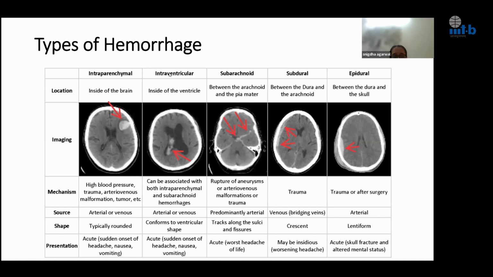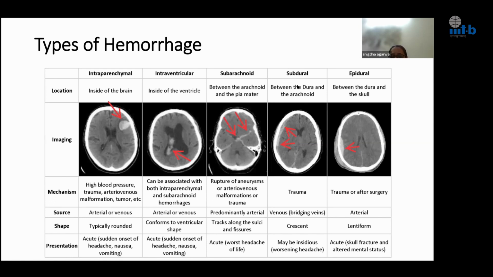The next one is the intraventricular hemorrhage. This hemorrhage happens inside the ventricles. This butterfly-like shape that you see here is the intraventricular hemorrhage. The subarachnoid hemorrhage happens between the arachnoid and the pia mater. Usually the blood gets spread over most parts, and sometimes in between as well. This type of hemorrhage happens due to trauma in some cases, but it is not very common in trauma. It usually happens with the rupture of an aneurysm.